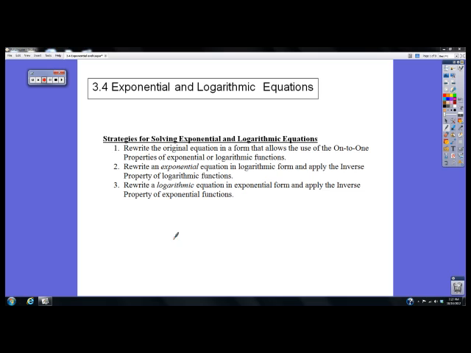Today's lesson is 3-4, exponential and logarithmic equations. We're going to use one of three methods to solve these today. We are either going to use the one-to-one property, and that should have an E right there, or we will start with exponents and turn it into logs, or we will start with logs and turn it into exponents. So one of three methods: one-to-one, exponents to logs, or logs to exponents.